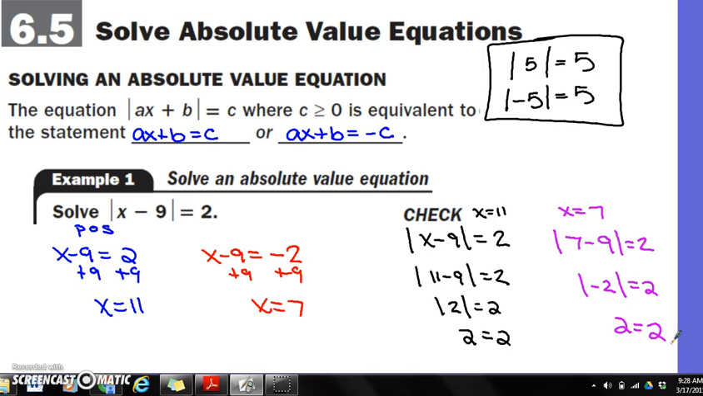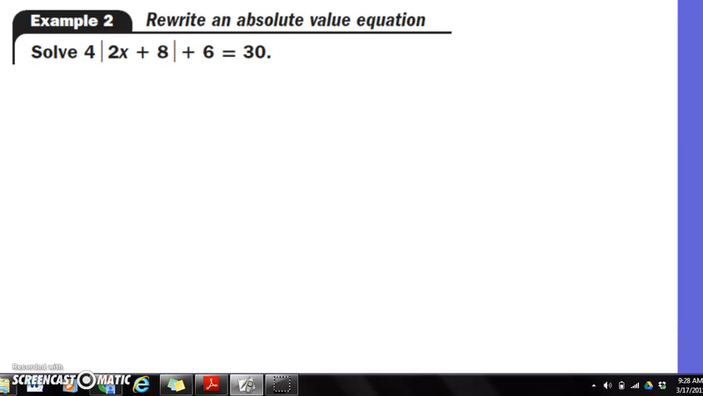Both of them work. So here we are on example 2, and I want everybody to have colored pencils, so you might need to hit pause for a minute and circle this. Whatever is inside the absolute value needs to be isolated. You solve for that first. So we're going to use the reverse order of operations again, and we are going to subtract the 6. So you're going to get 4 times. Now, we don't distribute. A lot of you will want to, but don't. 4 times 2x plus 8 in absolute value equals 24.